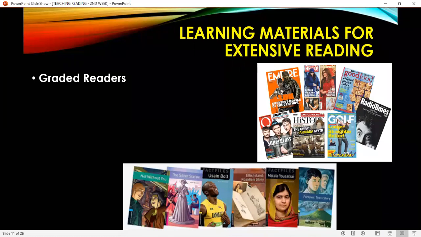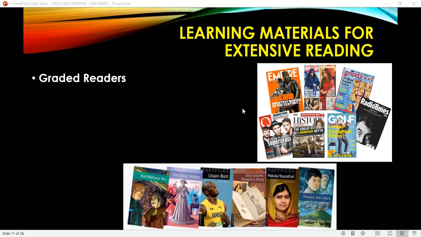So the first picture shows what are called graded readers. The first one, where you can see Usain Bolt, Malala Yousafzai, Pompeii True Story, the Silver Statue. They are graded readers. Do you know what a reader is? No, don't tell me, please. Not the person who reads. This is the material. Have you ever read a reader? Books, yeah, but what kind of books? Selected books.